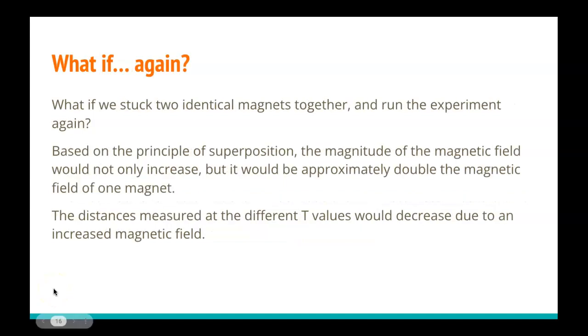If we stuck two identical magnets together, based on the principles of superposition, the magnitude of the magnetic field would not only increase but would be approximately double the magnetic field of one magnet. The distances measured at the different t values would also be decreased due to the relationship found in this lab.